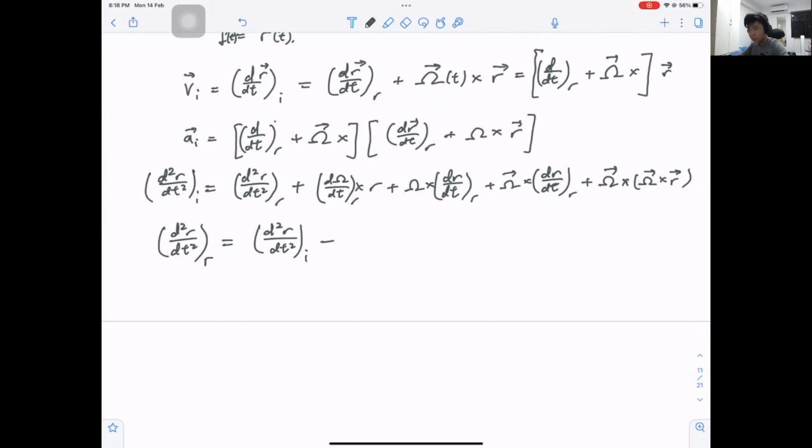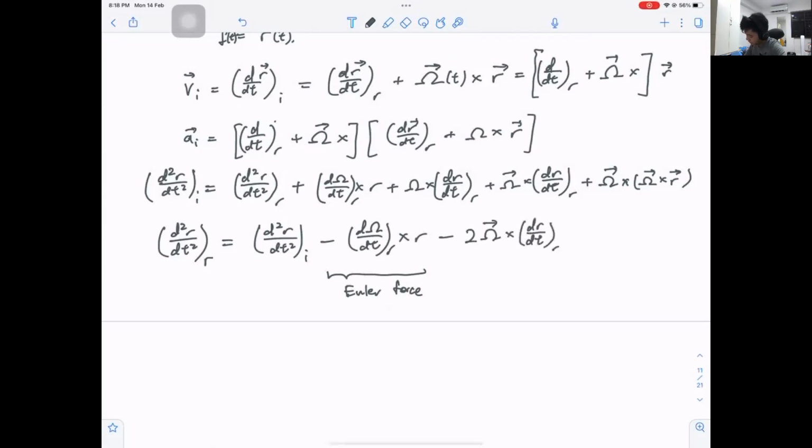First term over here will be known as minus d omega over dt in the rotating frame cross r. This is known as the Euler force. The Euler force includes the minus sign, by the way. All the forces include the minus sign. Then the next one will be minus 2 omega cross dr dt in the rotating frame.